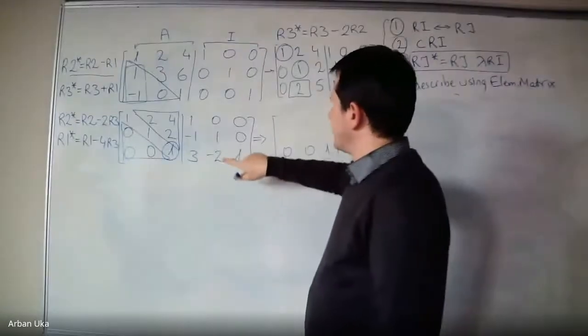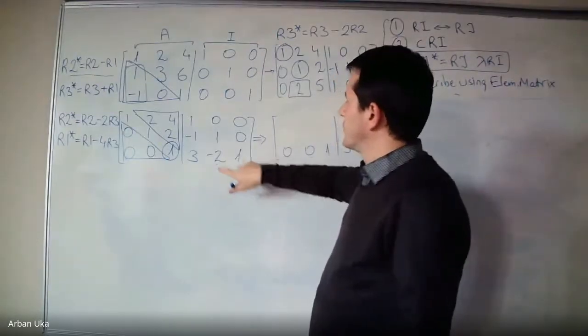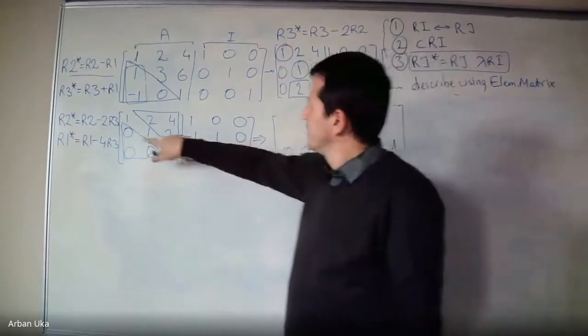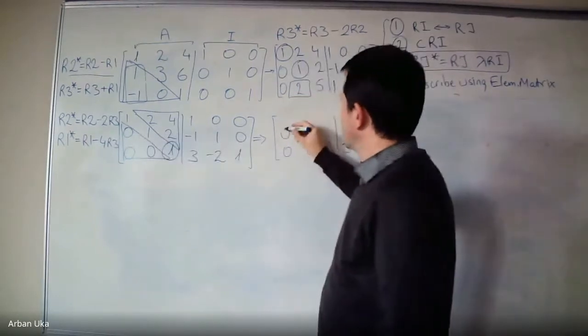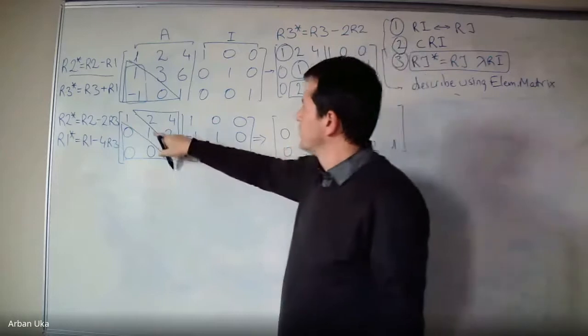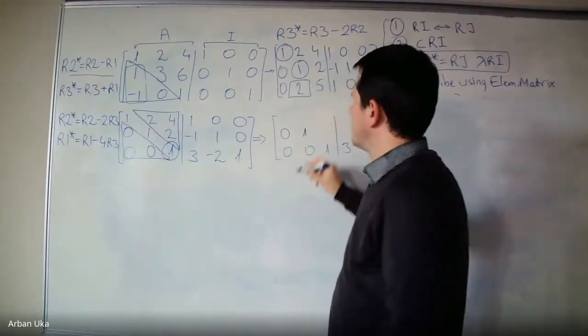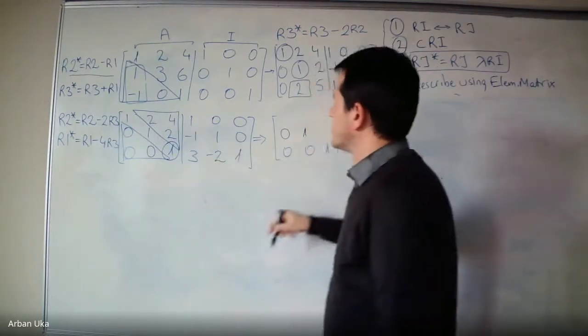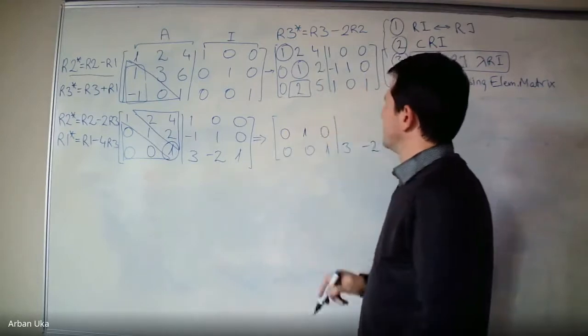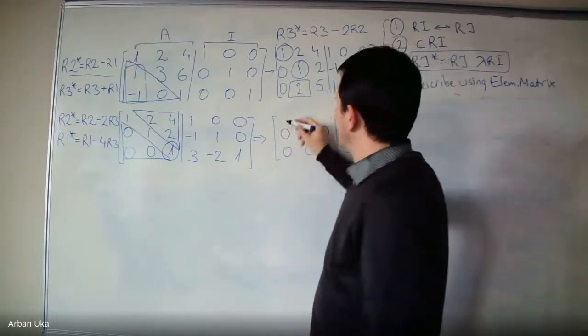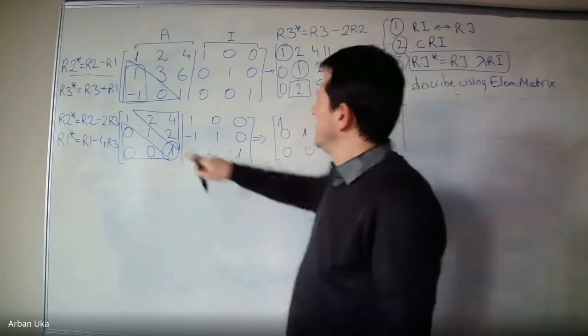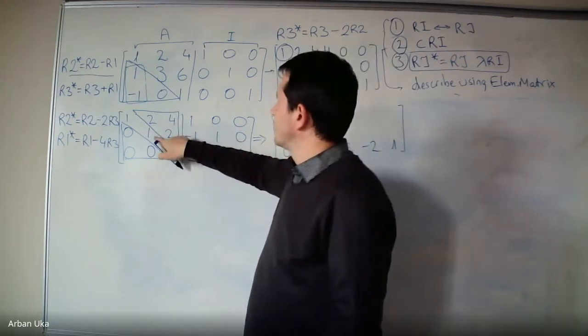Then here we say row 2 minus 2 row 3. So this is 0 minus 0, this is the same. This is 1 minus 2 times 0, this is 1. 2 minus 2, this is 0. Then we say here, this is 1. This is 2 minus 2 row 3.